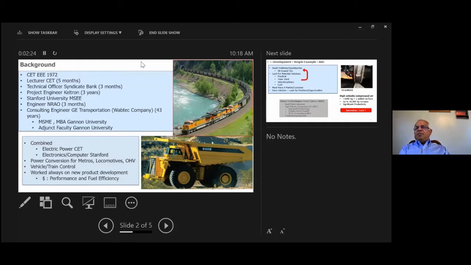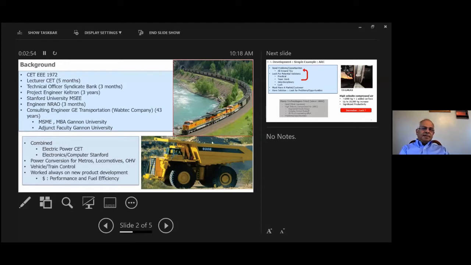On the top right, you see a train. GE Transportation makes the locomotives, not the train, just the locomotives. Those are much bigger than the ones you see in India. It's a 200-ton locomotive. Then we also make trucks, which are shown at the bottom right. Those are bigger than a typical house, maybe a two-story, three-story house.